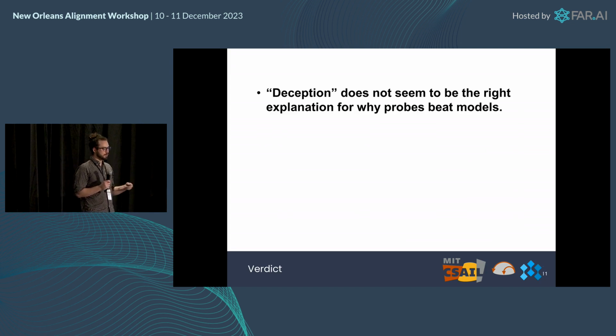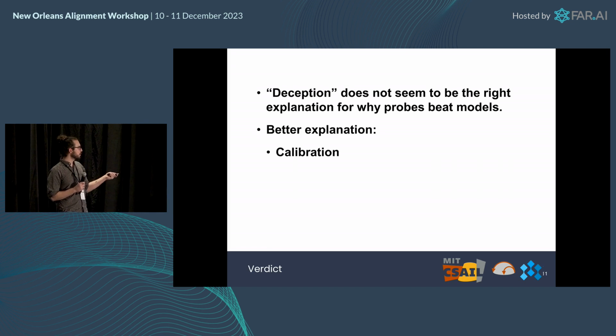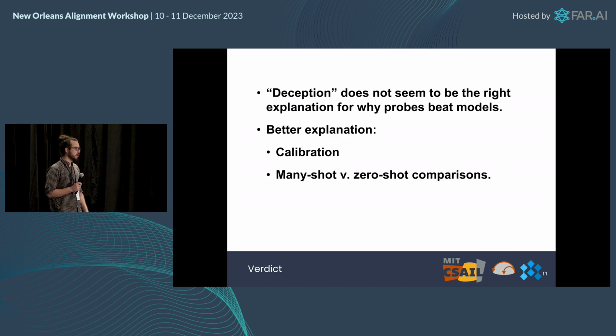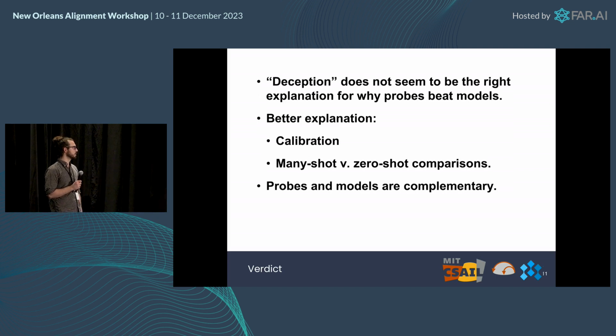When probes beat models, or when probes seem to know more than models, the right interpretation is probably not that there's some latent knowledge inside of the model that the probe is catching, and that the model is lying anyway. That's probably not the best interpretation. Instead, differences between probes and models seem due to different prediction pathways, which seem to be differently effective due to different calibration, and the differences in calibration seem to be due to many-shot versus zero-shot comparisons. We also find this fun result that probes and models are complementary. So if you want to build the best types of lie detectors possible, you probably want to ensemble a probe and a model, or maybe even throw some other techniques in there as well.